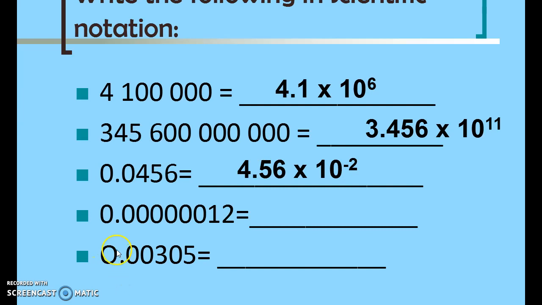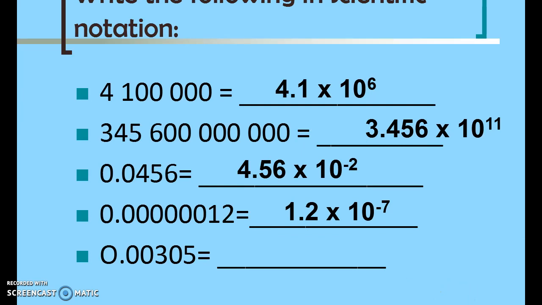All right, so let's look at this one. So here's my decimal place. I'm going to move that to the right in between the 1 and the 2. That's 1, 2, 3, 4, 5, 6, 7. So that's going to be 1.2 times 10 to the negative 7.